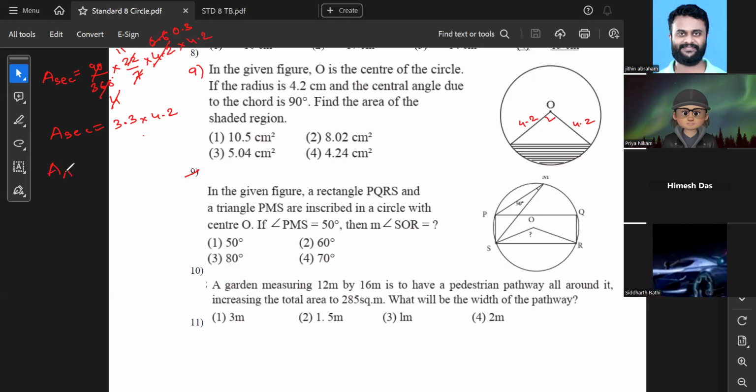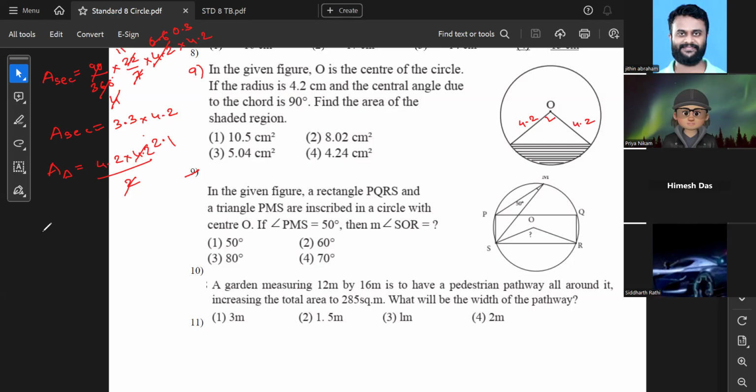And the area of triangle, I'm left with half into base into height. Base and height both are 4.2. So 4.2 multiplied by 4.2 divided by 2. Sir, technically 2.1 into 4.2. Let's do that only.